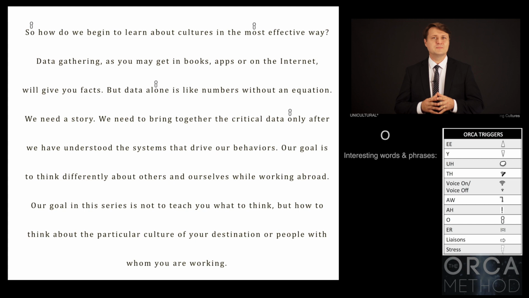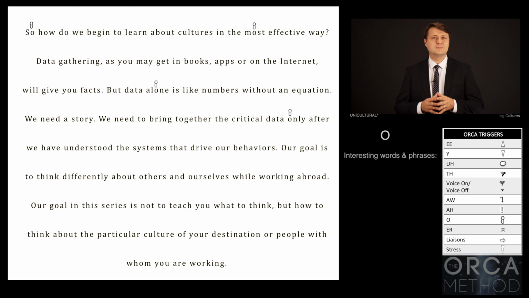So look at this sheet. Any words. So for example, apps or on, if you think or on, it's O or on. It's not. It's or. It's not O. You must know that every time you see the O symbol, that's only where it is, nowhere else, only. So let's continue. Only after we have understood the systems that drive our behavior, our goal is to think differently. There's no more after that.